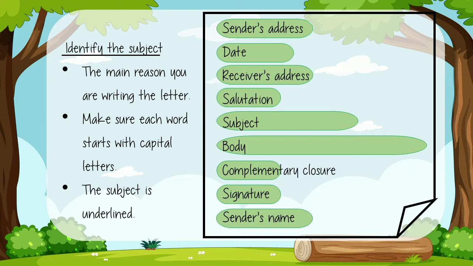First, you need to identify the subject. Sebelum mula menulis, you have to plan. Okay, rancang dulu. You have to plan before you write. So, during your planning session, masa tengah merancang, okay, this is what you should do. You identify the subject. Okay, the subject is usually the main reason you are writing the letter. Apa tujuan awak tulis? Surat ni bertujuan untuk apa? So, make sure each word starts with a capital letter.